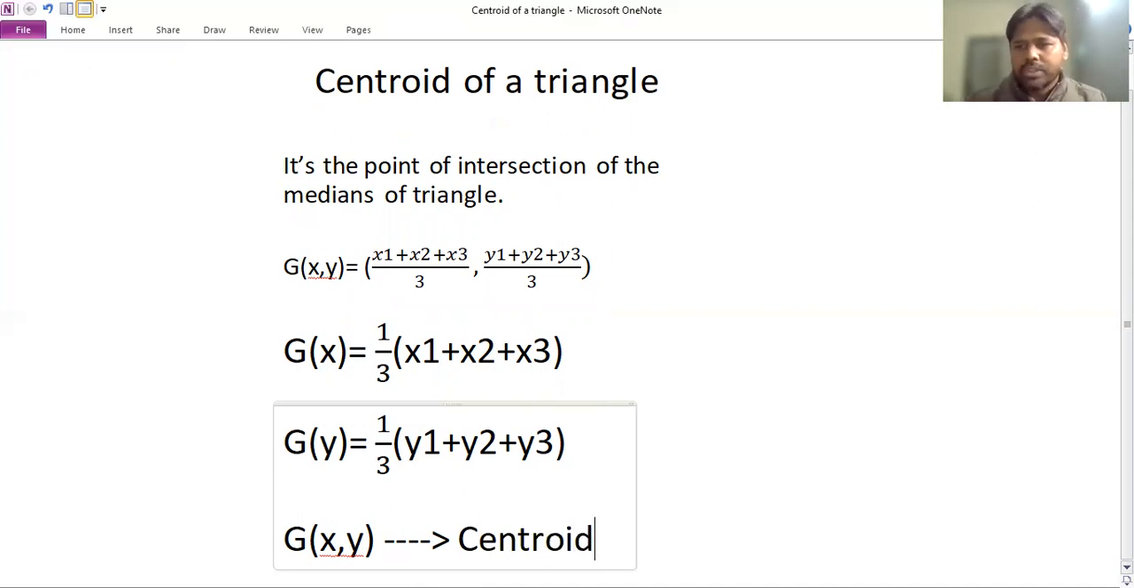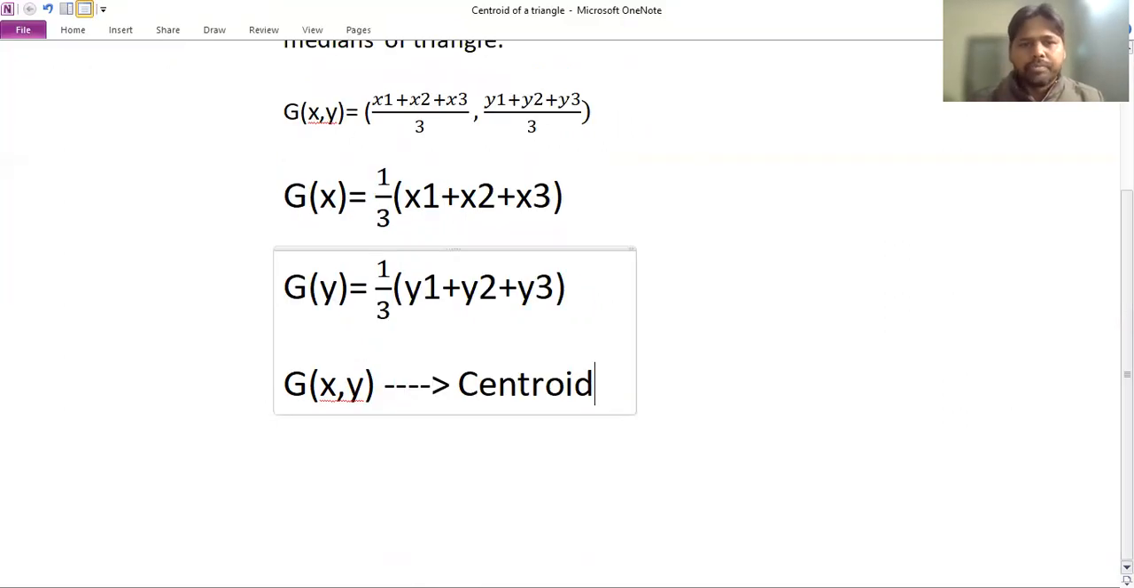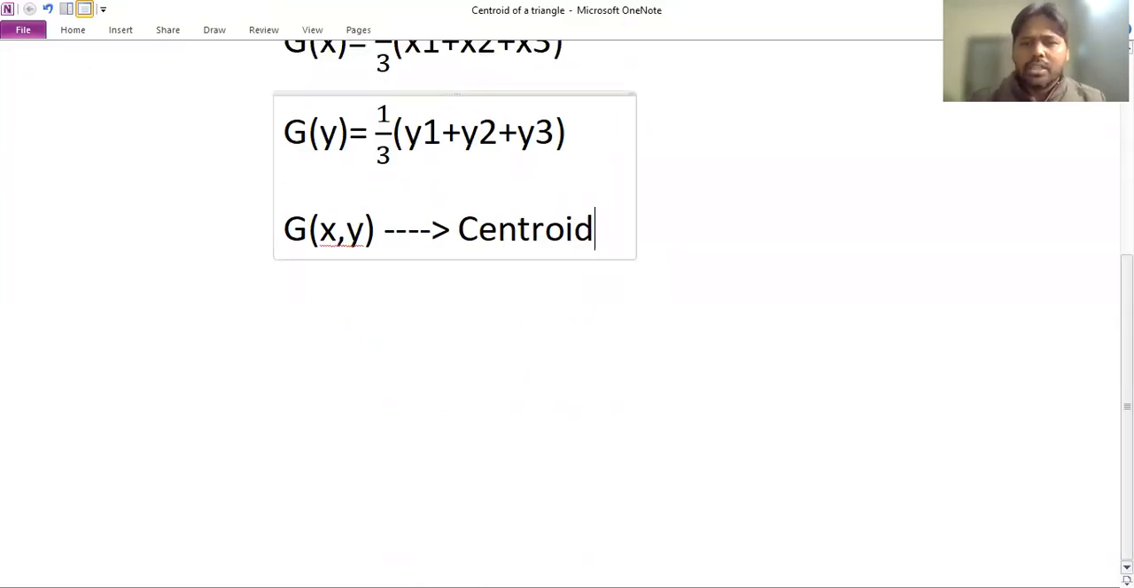Moving ahead, friends, let us talk about what exactly is meant by the area of the triangle.